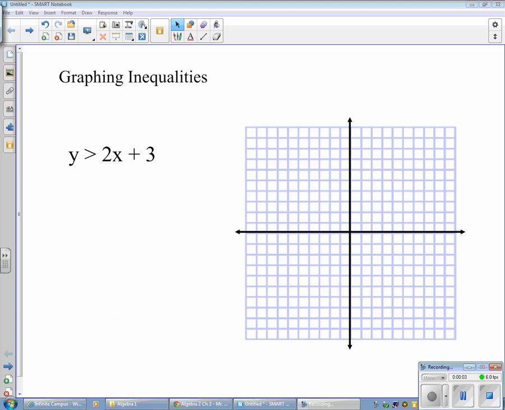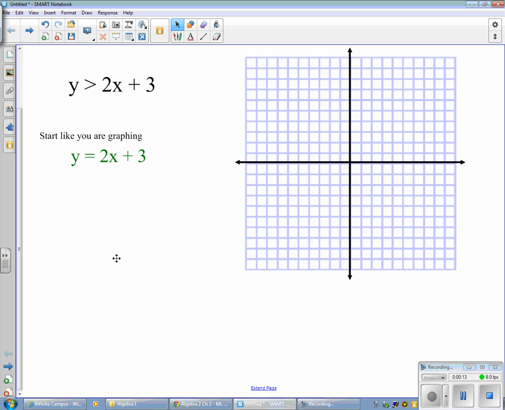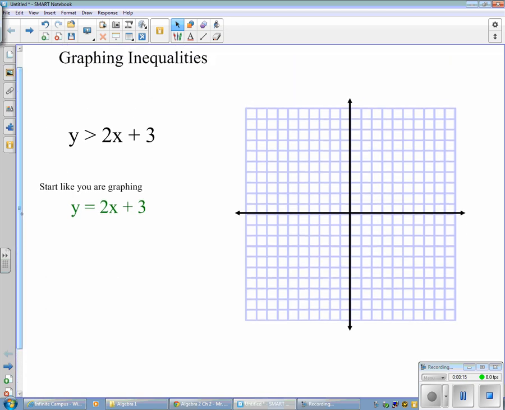Hello. So this is a quick lesson on graphing inequalities. First thing you want to do when you graph an inequality is treat it like you're graphing an equality. So in other words, this y is greater than 2x plus 3. Treat it like y equals 2x plus 3. Well, how do we start?